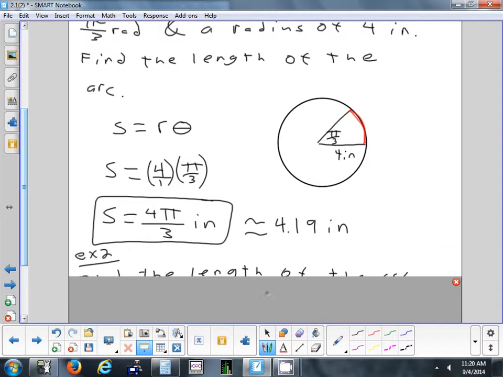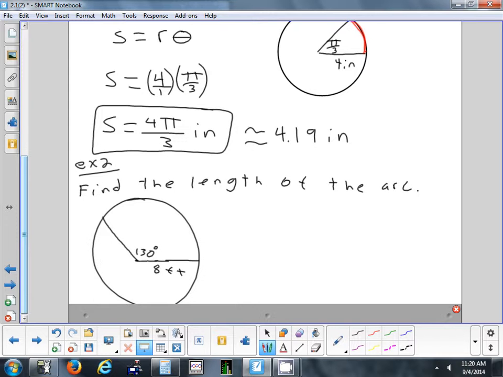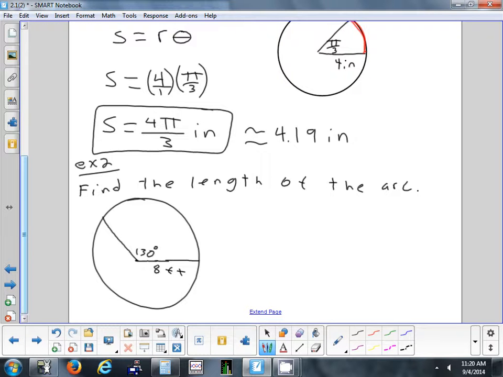Let's try another one. This time, instead of writing out a whole description, I just drew a picture and told you what I want you to find. So I want to know the length of the arc right there. There's two different things we're going to practice finding today. One is arc length, the other one is area.